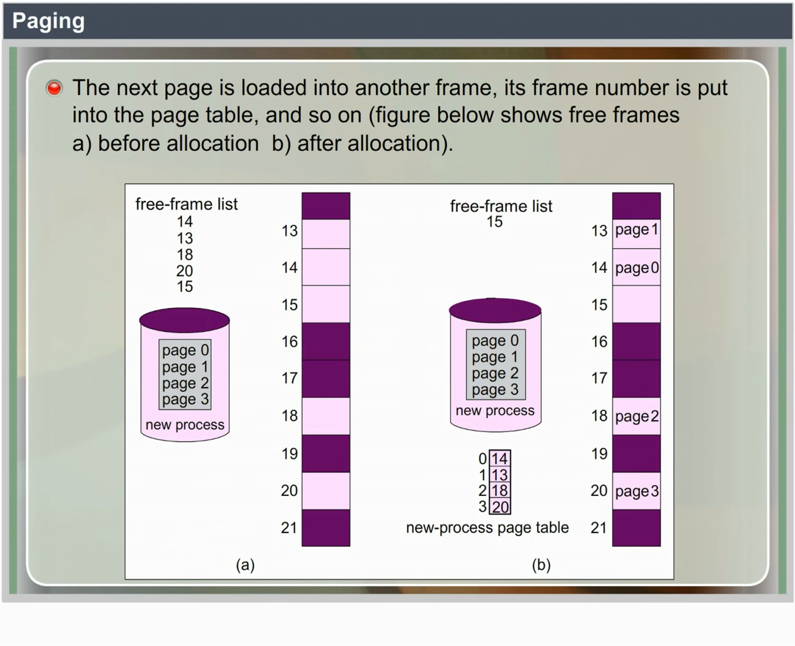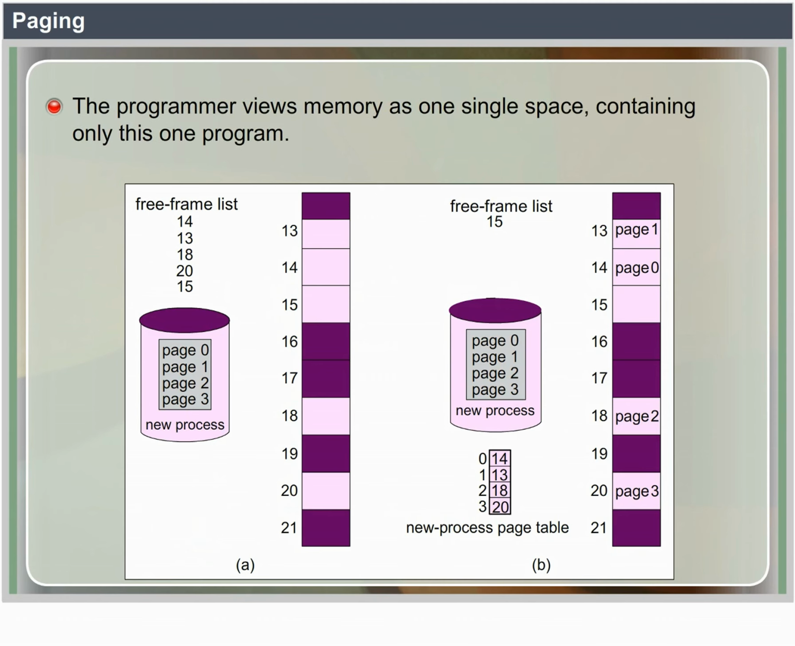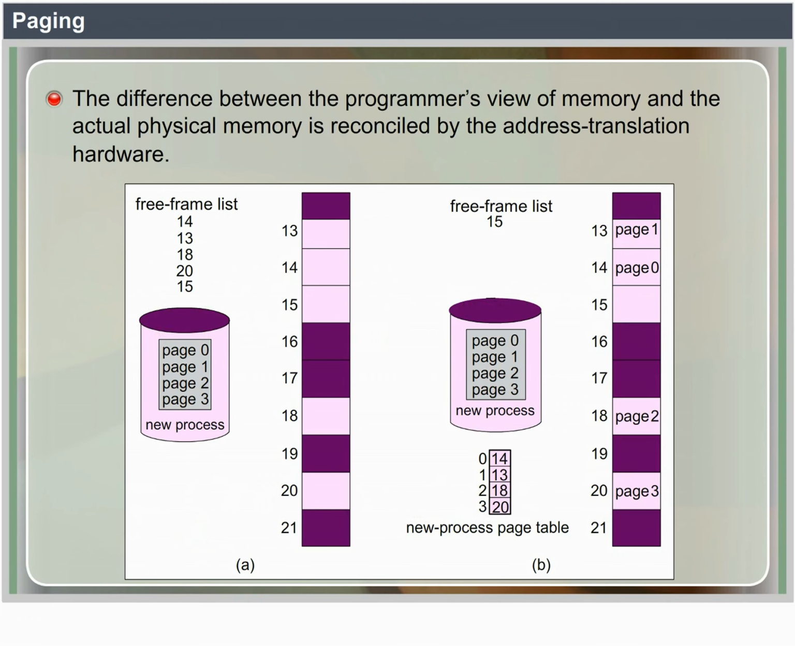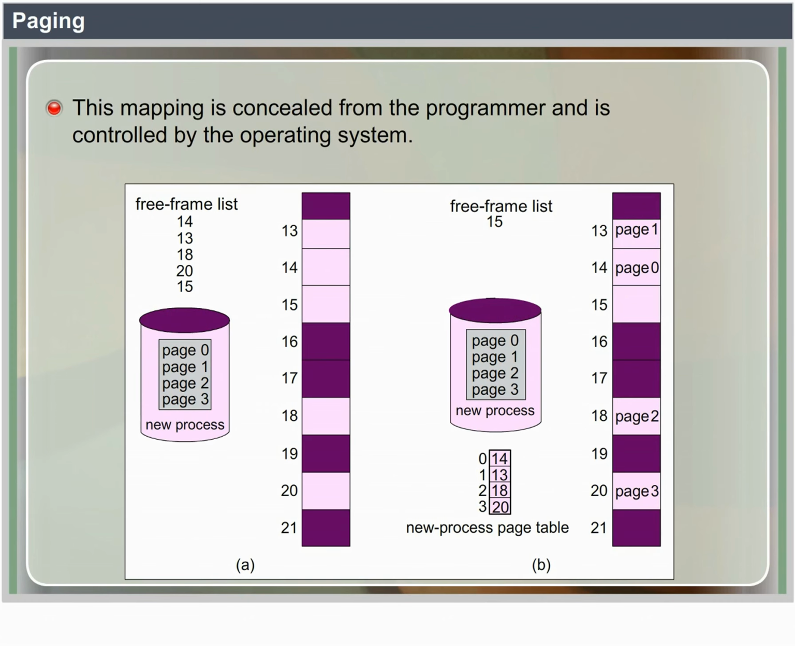An important aspect of paging is the clear separation between the programmer's view of memory and the actual physical memory. The programmer views memory as one single space containing only this one program. In fact, the user program is scattered throughout physical memory, which also holds other programs. The difference between the programmer's view of memory and the actual physical memory is reconciled by the address translation hardware. The logical addresses are translated into physical addresses. This mapping is hidden from the programmer and is controlled by the operating system.